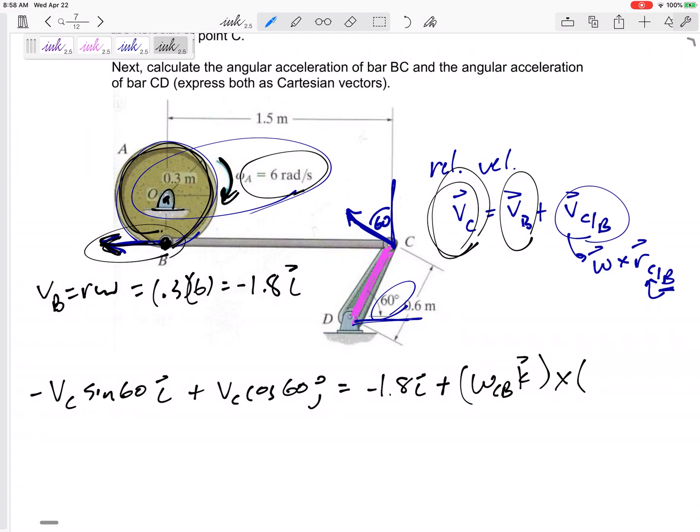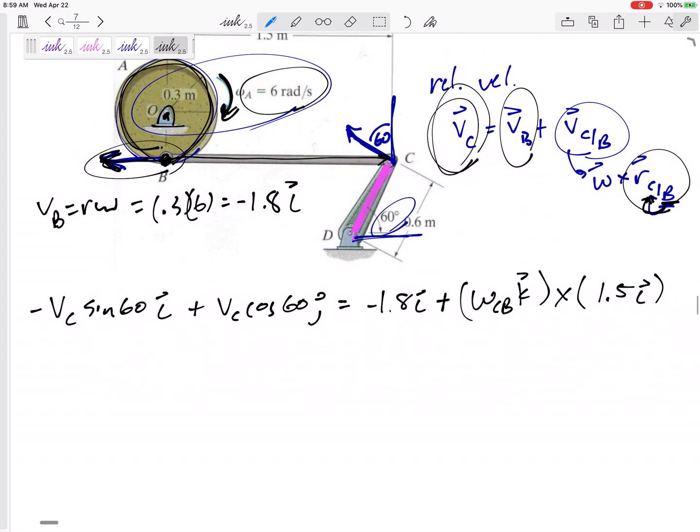Because this is a two-dimensional problem, and angular information for things that are in the XY plane is clockwise or counterclockwise, and we say counterclockwise is positive K, clockwise is negative K. I'm just going to assume it's positive K. Again, if my answer comes out negative, then I chose the wrong direction. All right, then I need an R of C/B, which is from B to C, 1.5 in the I.